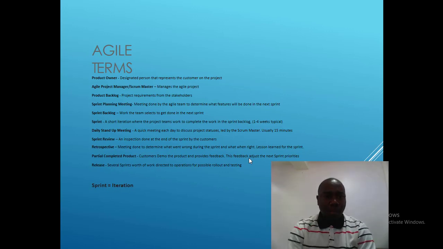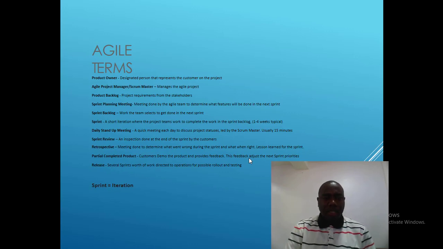Agile terms. The product owner is the designated person that represents the customer on the project. It's like the customer representative on the project. The Agile Project Manager is the one that is responsible for managing the Agile project. Product backlog. This is a compilation of project requirements from stakeholders.